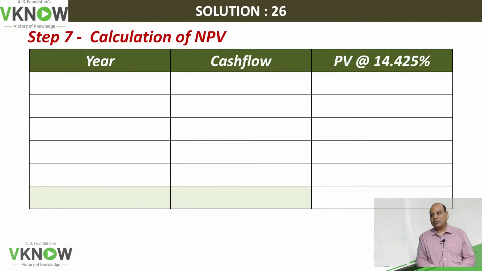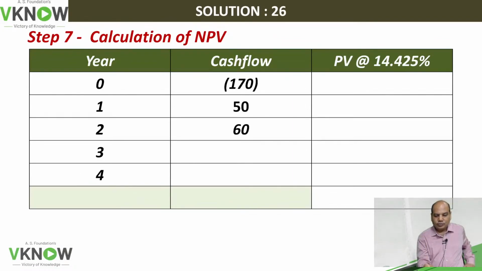Write down step 7. Step 7, calculation of NPV. Very good, Divya. Calculation of NPV. Year, cash flow, PV factor or directly PV. No need to write the factor. At 14.425%. Year 0, 1, 2, 3, 4 given in the question. Year 0, 170 is given.